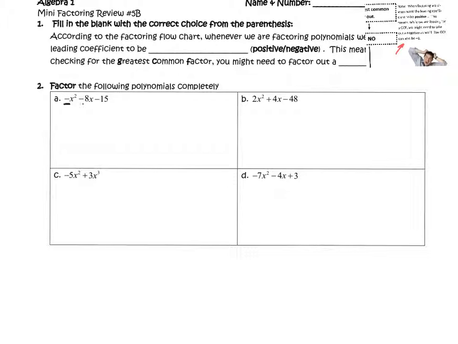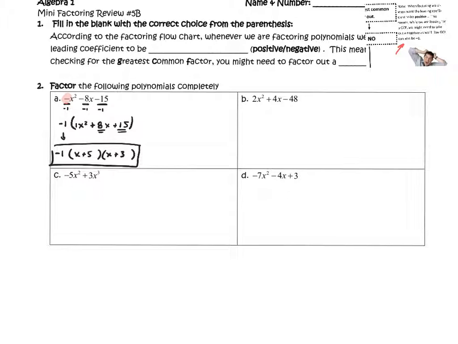So -1, -8, and -15 don't have anything in common. But I do notice that the leading coefficient is negative, which is going to force me to factor out a -1 first. So after I factor out the -1, I carry down my GCF. I have x squared plus 8x plus 15. So then after I transferred out my GCF, I'm asking, would there be any numbers that would multiply to +15 and add to 8? And of course, that would be +5 and +3.